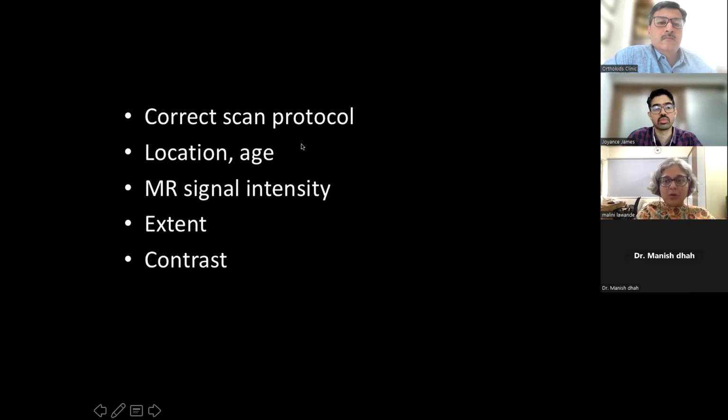Correct scan protocol, location and age, just like on X-ray. MR signal intensity. Is it fat? Is it cystic? Is it solid?